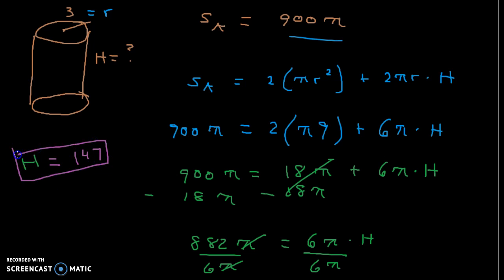Okay, so given that if we had a surface area of 900 pi and a radius of 3, therefore our h, in order for that to work, had to be 147. Okay, hopefully that made sense to you. If not, give me some feedback and I will elaborate further.